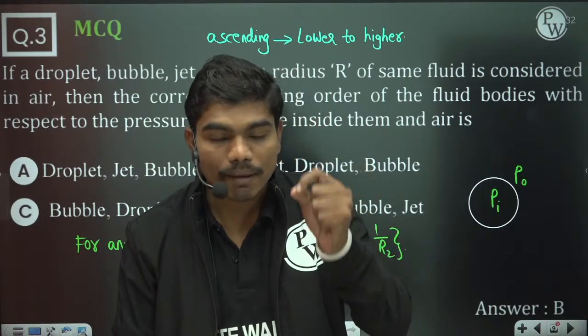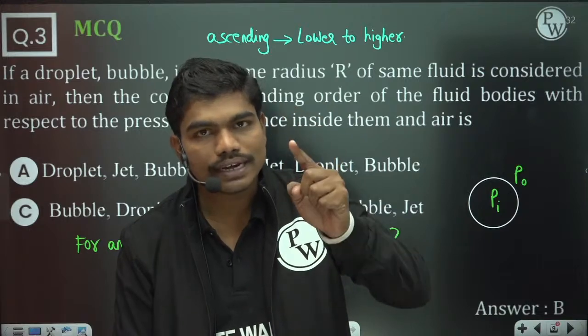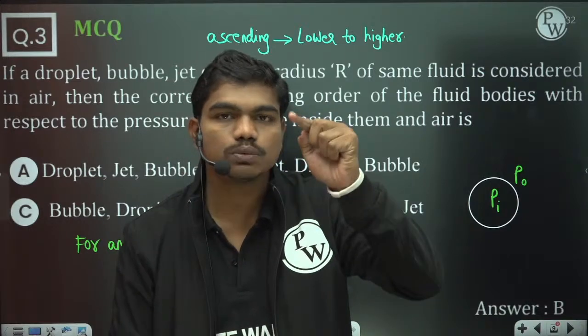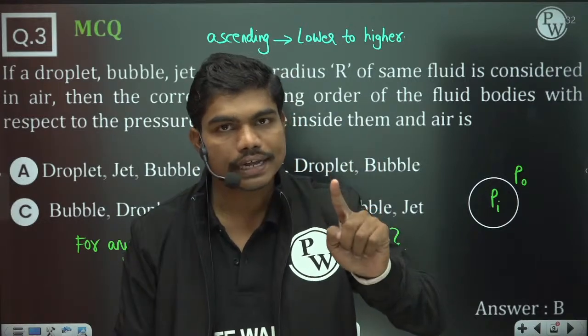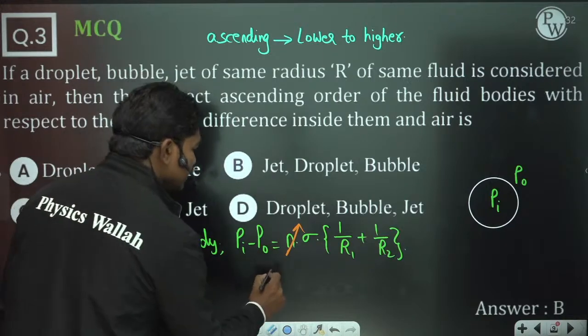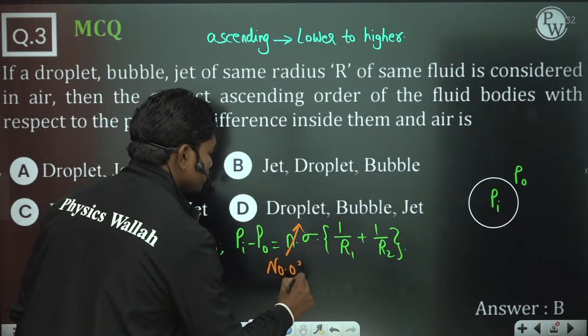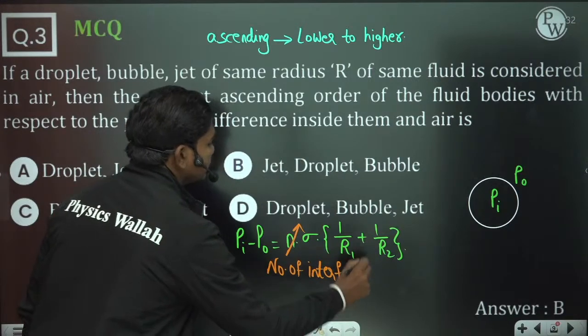But in the case of bubbles, what happens? A bubble has air filled inside also. So there is one interface inside the circumference and one interface outside. So in the case of bubbles, you have two active interfaces. In the case of a droplet, you have only one active interface. Okay, so that's why this N is the number of interfaces, and R1 and R2 are the radii of curvature here.